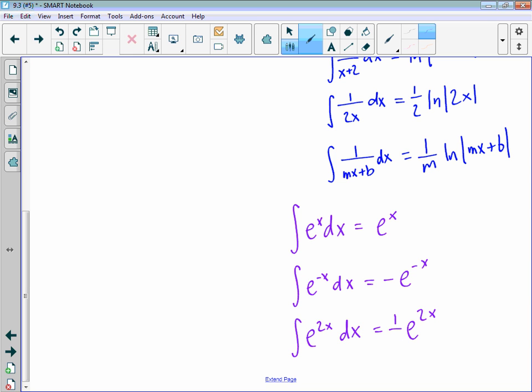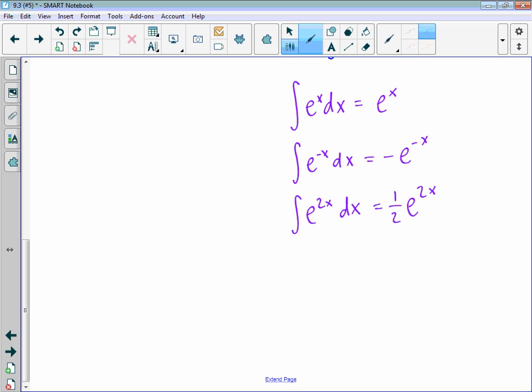A half. And if you think about this, if you took the derivative of this, you leave the half alone, the derivative of e to the 2x is e to the 2x, and then you have to multiply by 2. Do you see how that gets you back to there? Okay, so if you're ever not sure, you can always do it and make sure it gets you back to there. Otherwise, you could do a u substitution.